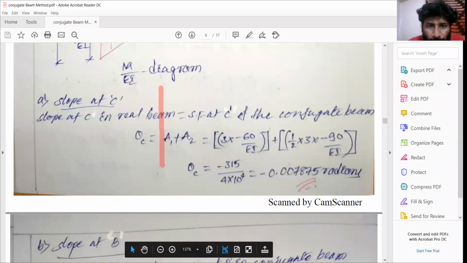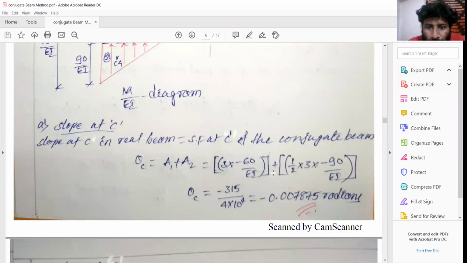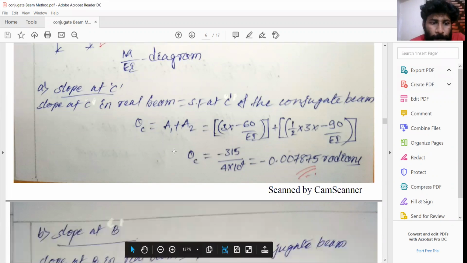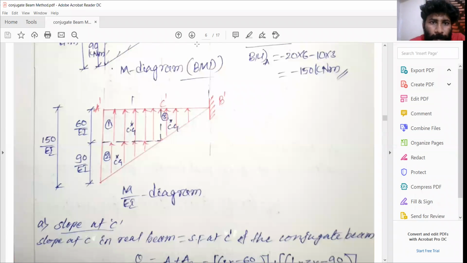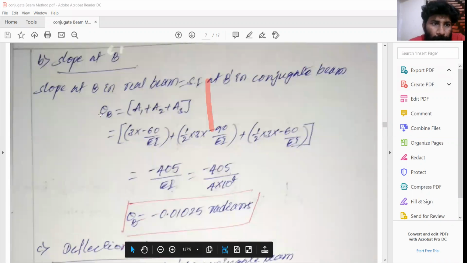You can see that's what I have explained. So A1 plus A2 means 3 into minus 60 by EI plus 1 by 2 into 3 into minus 90 by EI. So that will be the slope at C. Again, when we want to find the slope at B, we have to take a section here, right? So whatever loads are acting left of the section, that will be the shear force at B.